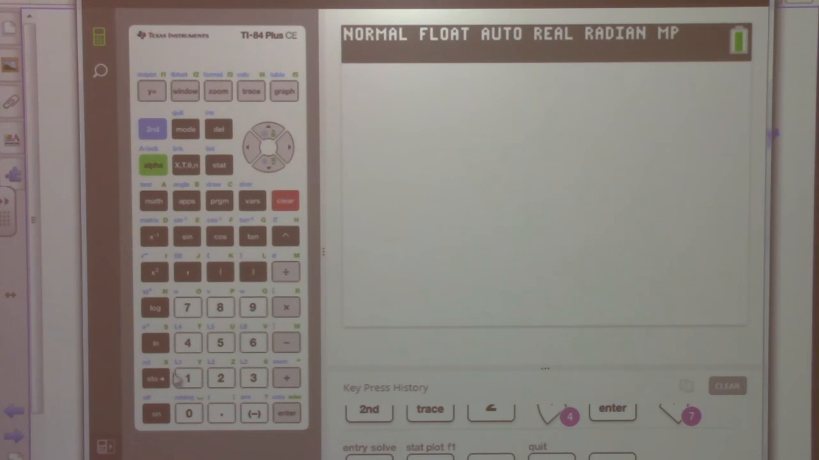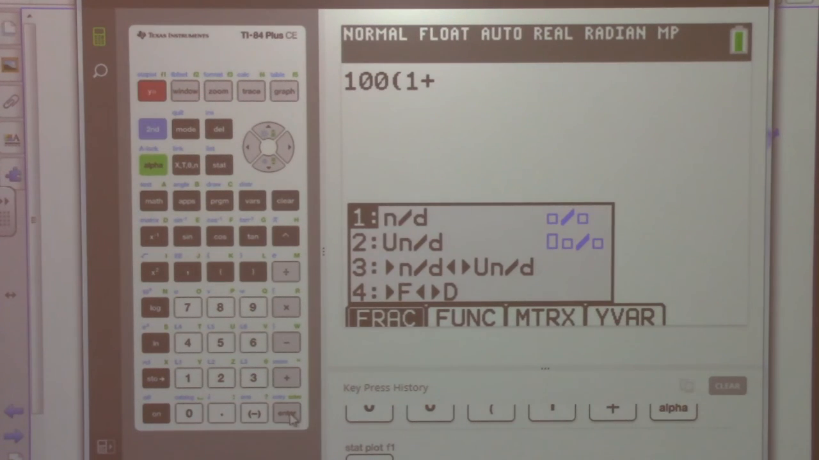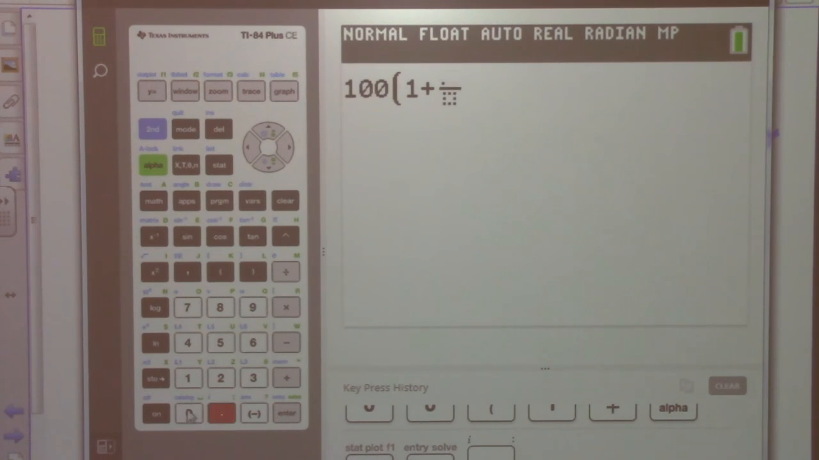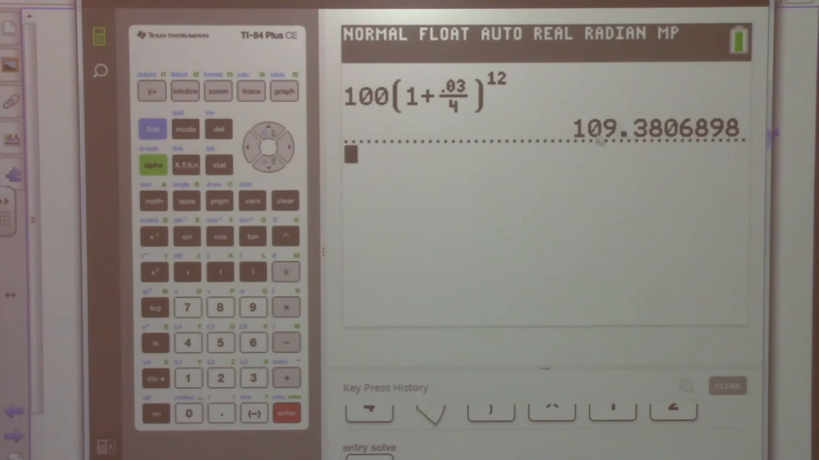So we get, I'm going to put this 100 times 1 plus, we put this 0.03 over 4, and then like Will said, it ends up being the power of 12, and you get this as your answer. So 109.38.